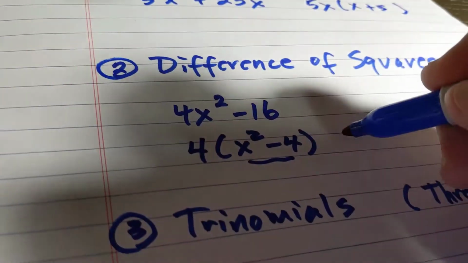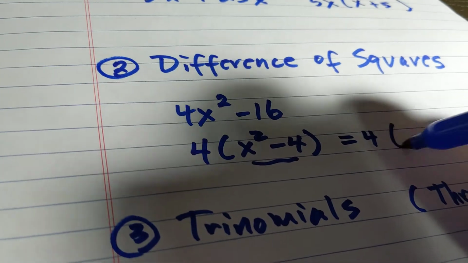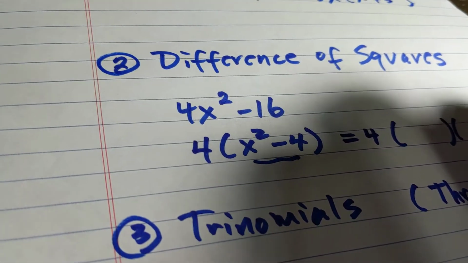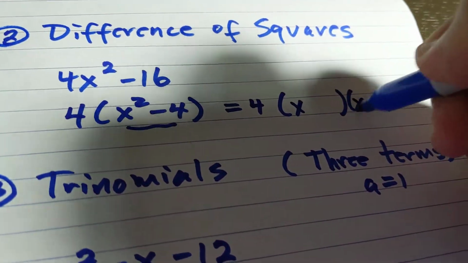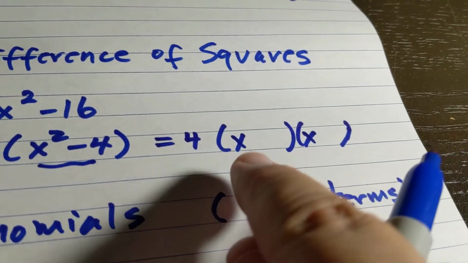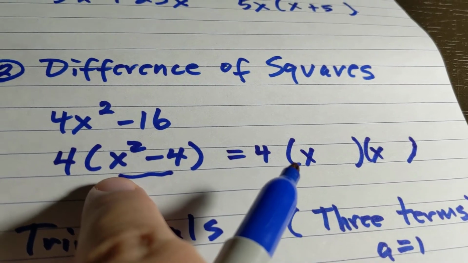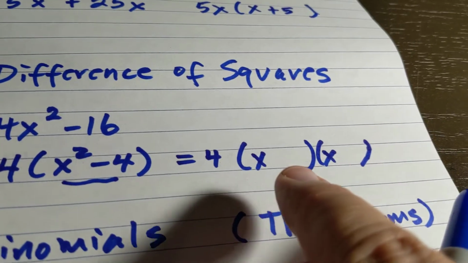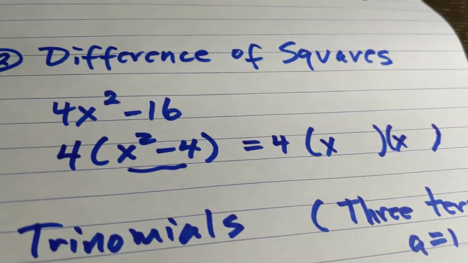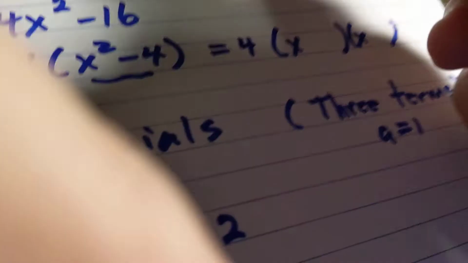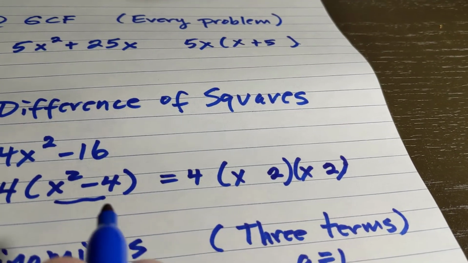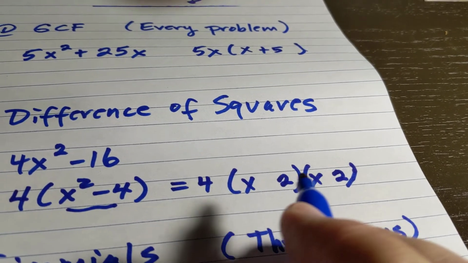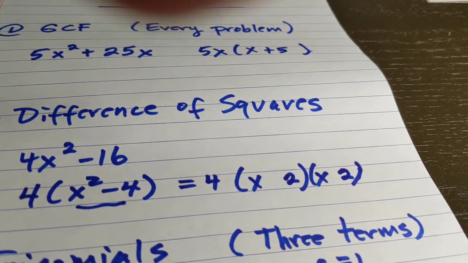So here's what you're going to do. You're going to write down the 4 that you previously factored out. And then in the other parentheses, you're going to put an x here and an x there, because x times x is what gives you x squared. x times x is what makes x squared a perfect square. And then we're going to put 2 and 2, because 2 times 2 is 4. 2 is the term that makes 4 a perfect square.